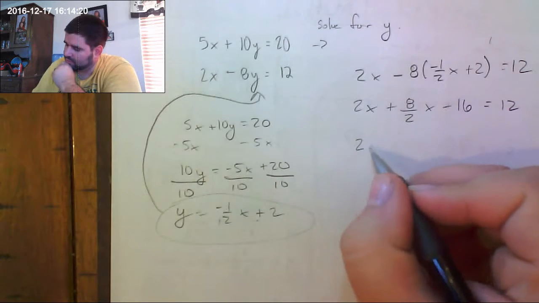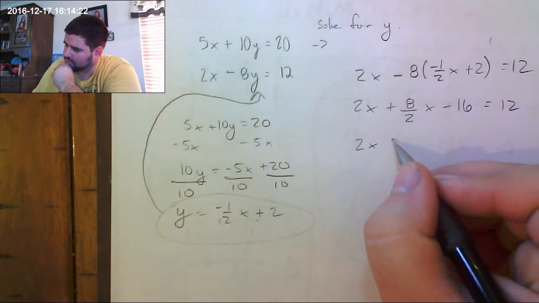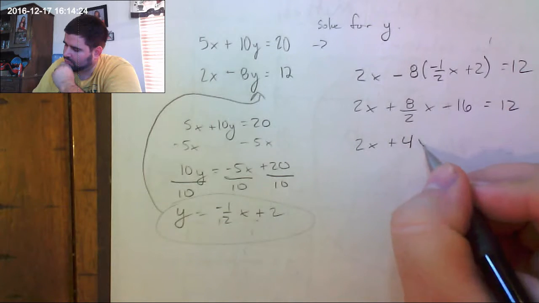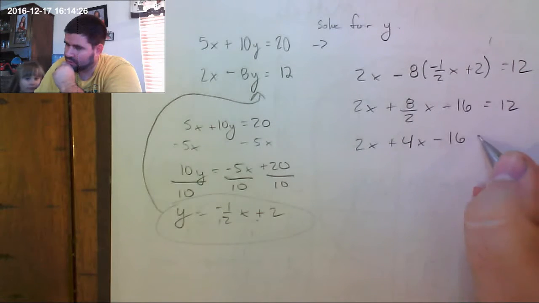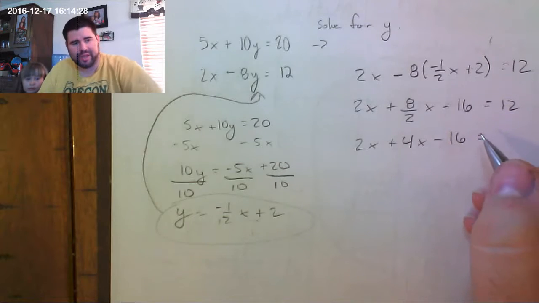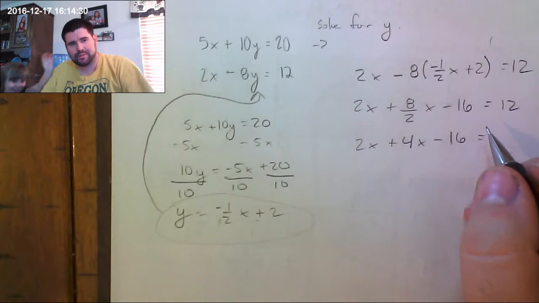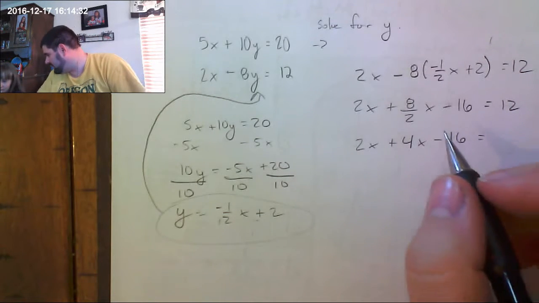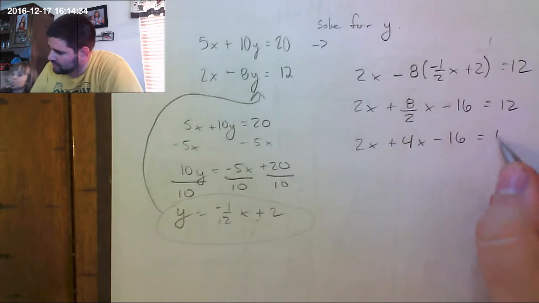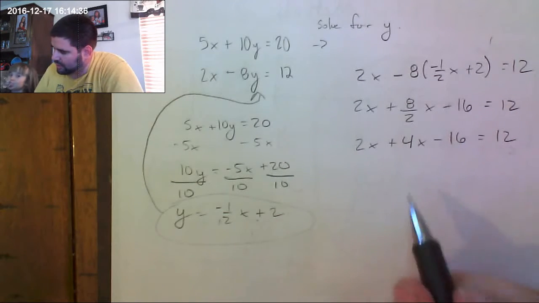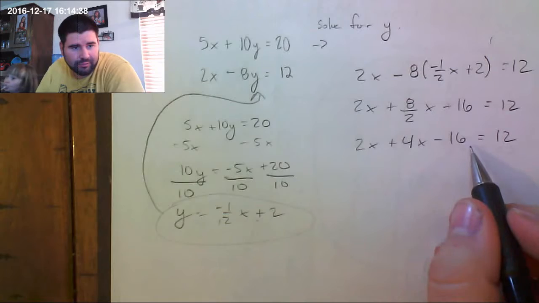And so that gives me 2x plus 4x minus 16 equals, say hi to the math video, Malia. Hi, math video. I'm solving some math. Okay. Equals 12. And then I just combine like terms.